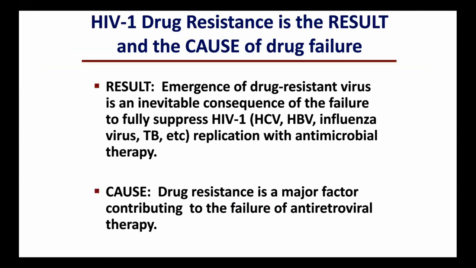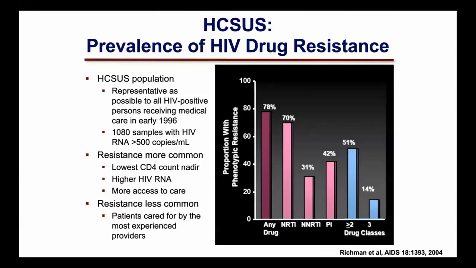So knowing that drug resistance occurs, we have learned that it is the result of drug failure. The emergence of drug-resistant virus is an inevitable consequence of the failure to fully suppress HIV or multiple other microbes with antimicrobial therapy. And it's the cause of failure because once you have it, it's a major factor contributing to treatment failure. And in the mid-90s, we showed that drugs were less effective, and some of this is because people added a single drug to a failing regimen.